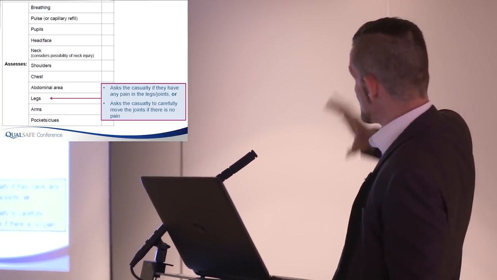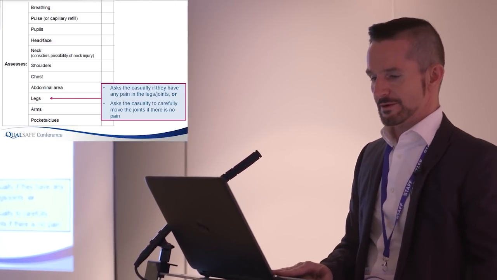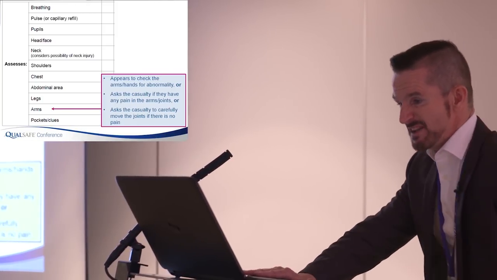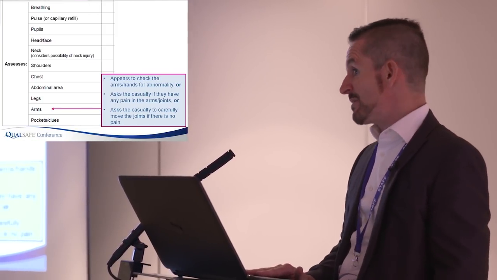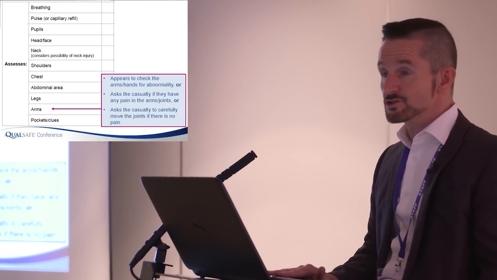So I'd check them out, ask about the legs, and I'll come on to that when I do a demonstration. Then logically move to the arms as well. If you're suspecting things like drugs, then you might want to look for tracking marks, but that's coming on to clues anyway. Again, you're just looking for injuries.